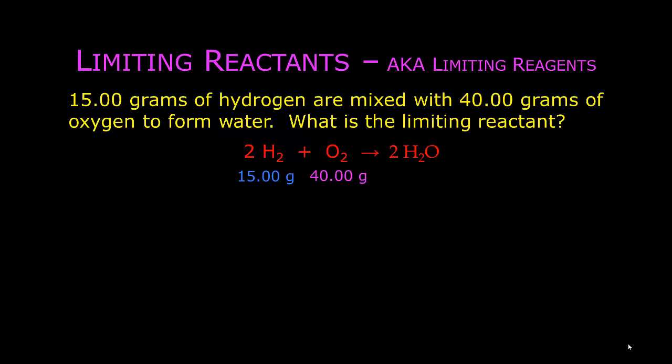The first thing we need to do is find out how much water is formed from each of those. From 15 grams of hydrogen, we're going to go to moles of hydrogen, then moles of water, and then grams of water. After that, we're going to do another stoichiometric problem, starting with 40 grams of oxygen, going to moles of oxygen, moles of water, and then grams of water. Let's start out with the hydrogen first.